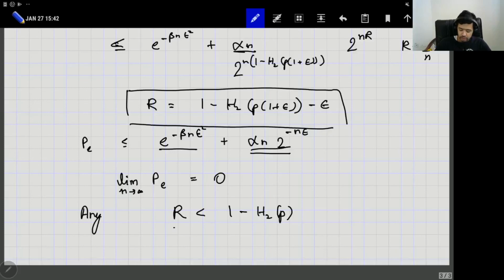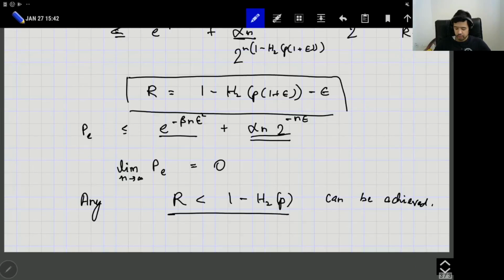So any rate satisfying r less than 1 minus h of p can be achieved, which means that given any r which is less than 1 minus h of p, we can construct a sequence of code books. For large enough n, we can construct a code book such that the probability of error is vanishing with n and the rate is equal to r. Right? So right now we have shown that 1 minus h of p is an achievable rate for the BSC.